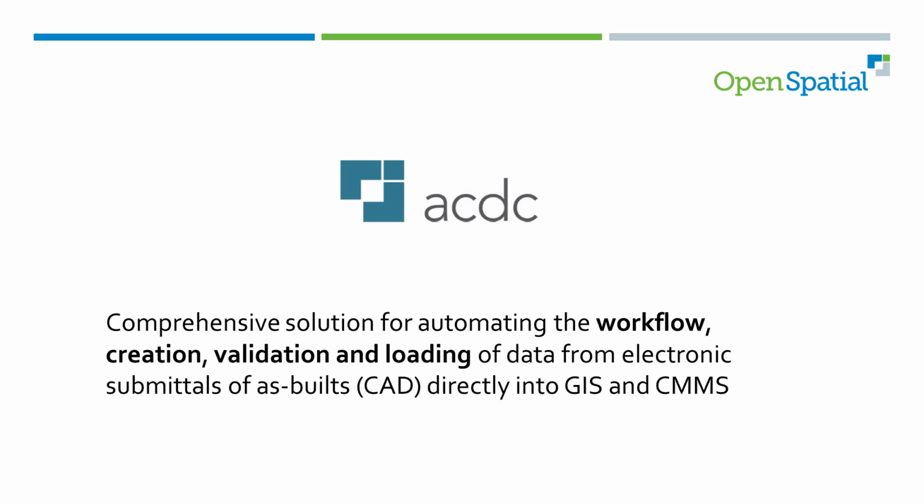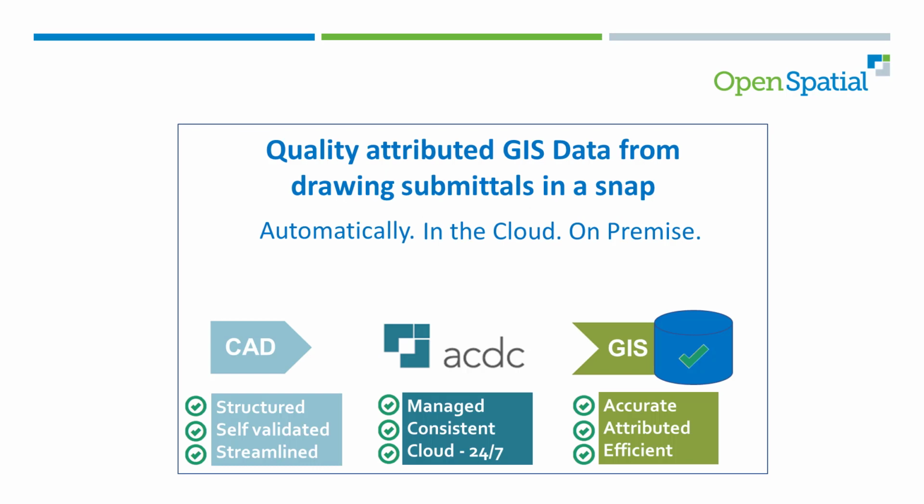ACDC is a comprehensive solution for automating the workflow, the creation, the validation, and loading of data from electronic submittals of as-built or as-constructed drawings, directly into your GIS and/or CMMS. ACDC provides an efficient way to structure how drawings are created, and match that against the GIS with confidence.